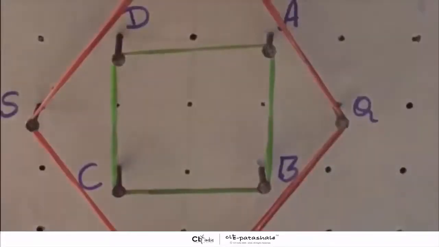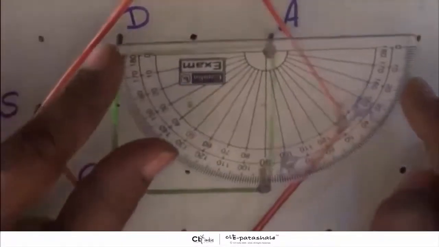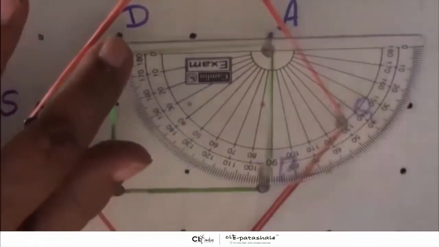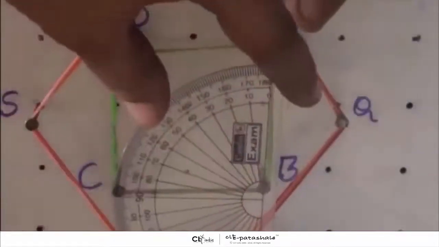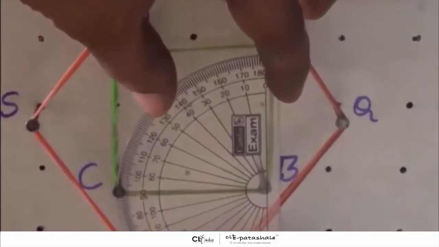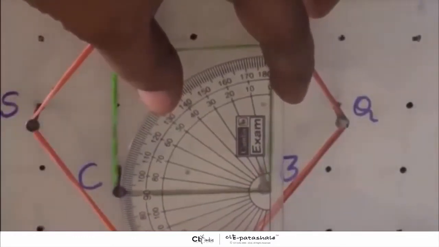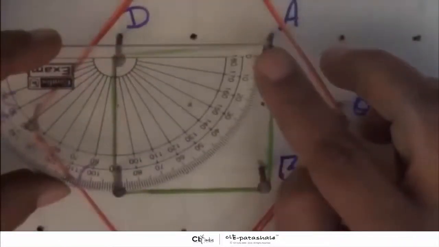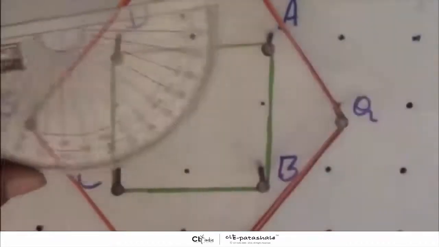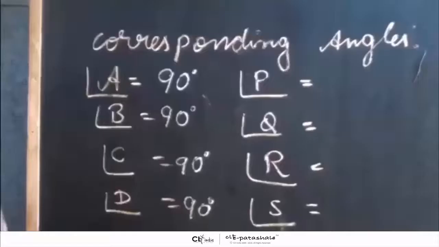Now, let's measure the angles of the square ABCD. So, first let's see the measurement of angle A. As you can see, it's equal to 90 degrees. Similarly, let's measure angle B, which is also equal to 90 degree. And then we'll measure angle C as well as angle D, which is also equal to 90 degree. Now let's record our observations. Angle A is equal to 90 degree, B 90, C is also equal to 90 degree, as well as D is also equal to 90 degree.